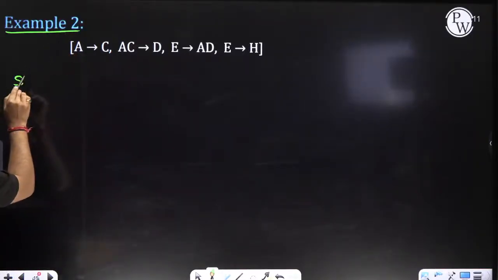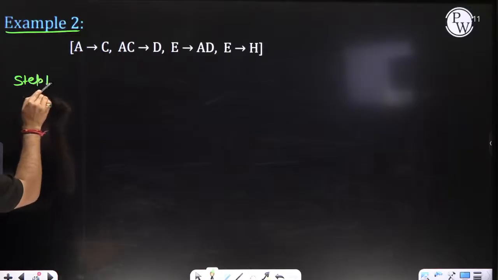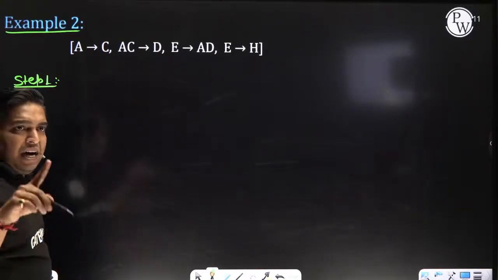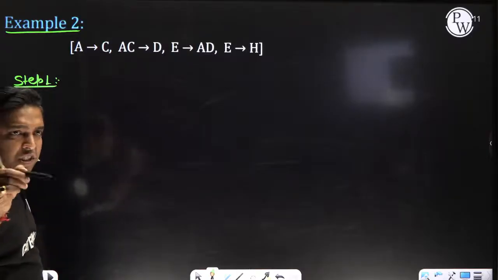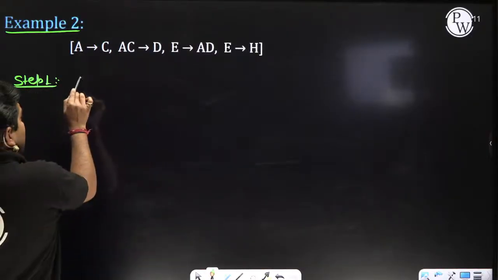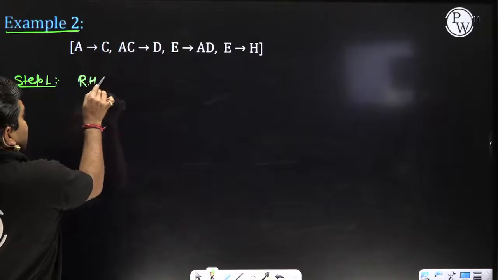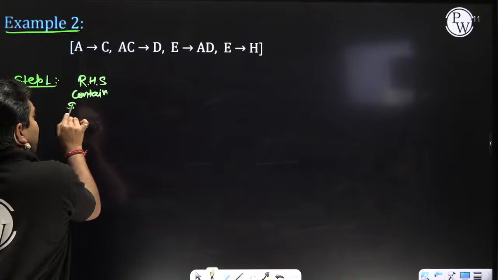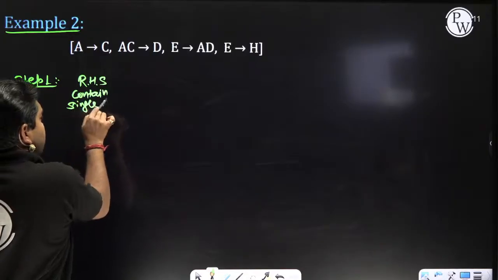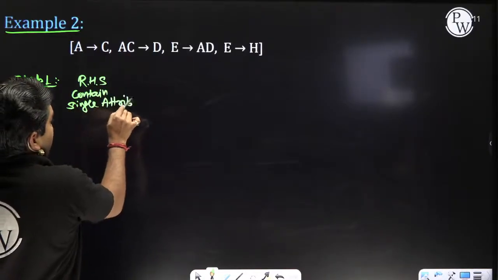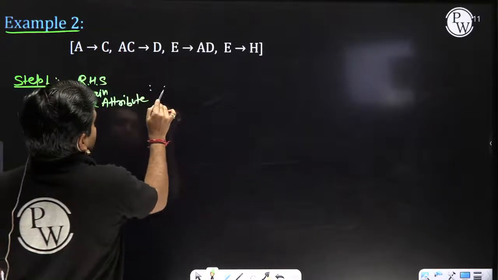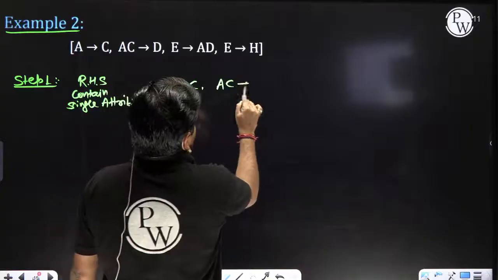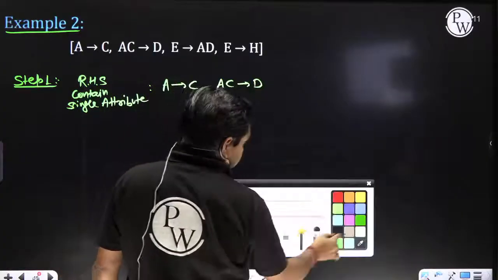So children, this is example number 2. First of all, step 1. Split the FD such that the RHS contains a single attribute. Please put your pen down. I will give you a short trick also, a smart approach also. So here you can see A to C, AC to D, no problem.